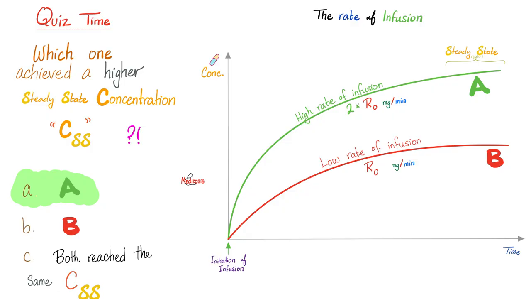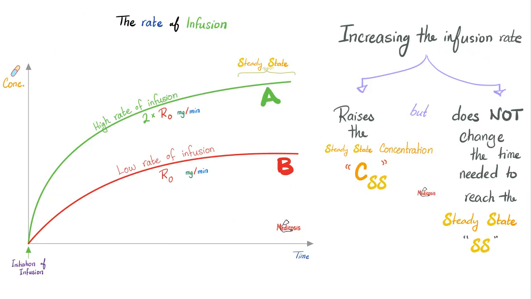Pharmacology is not hard. You just need to get your head out of your sphincter. Therefore, increasing the infusion rate, instead of infusing you once every day, I will infuse you twice per day, 3 times per day.